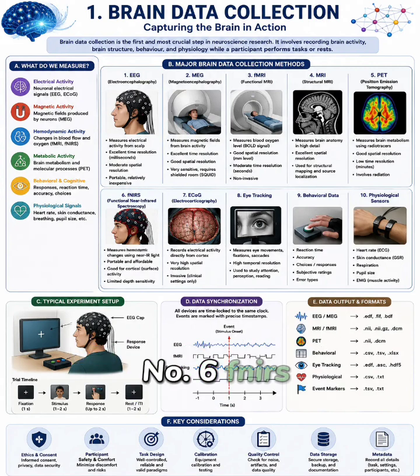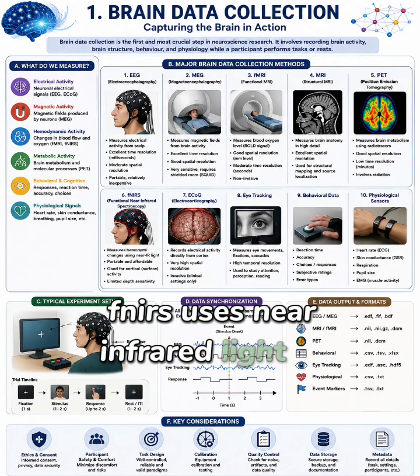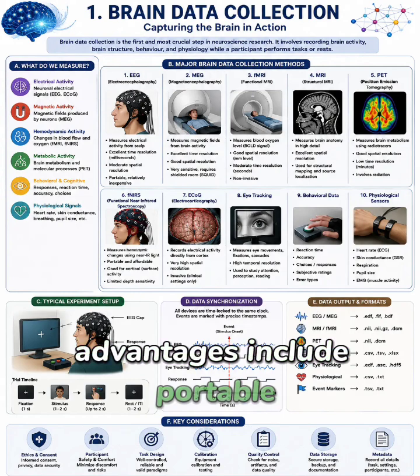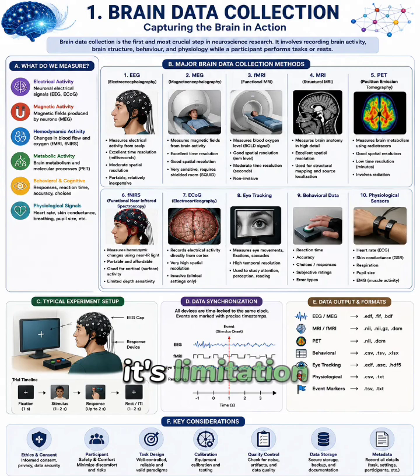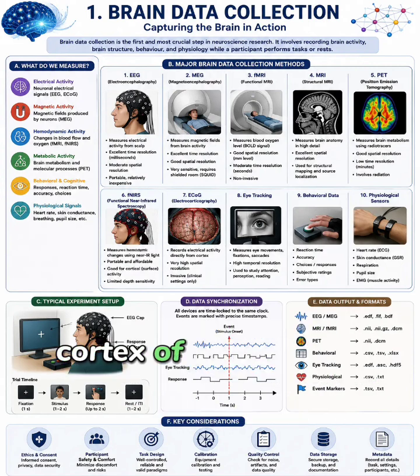Number 6, fNIRS, functional near-infrared spectroscopy. fNIRS uses near-infrared light to measure changes in blood oxygenation. Advantages include portable, affordable, suitable for bedside and infant studies. Its limitation is that it mainly measures activity from the outer surface, cortex, of the brain.